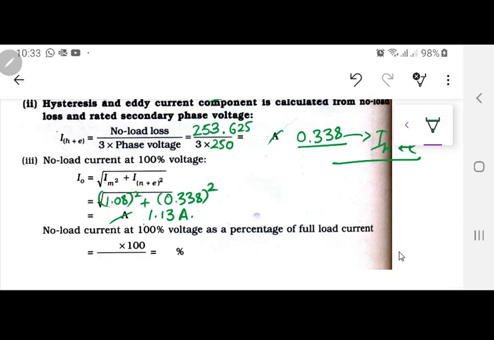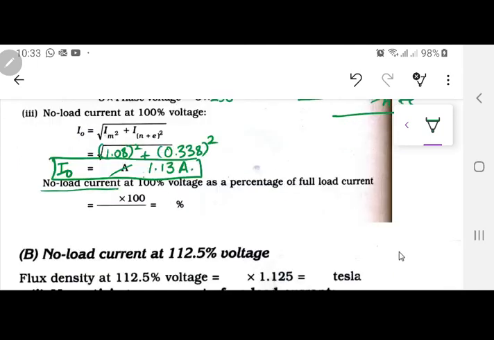Now for the data also, we need to find out the no load current at 100% voltage as a percentage of full load current. Whenever you are buying a transformer, the first and foremost thing is this: if it is a distribution transformer, I told you that the core loss has to be small. अगर transformer पे कोई load नहीं है, so the no load current has to be very small. So they first ask it that 1.13 is how much percent of the total load current over here.